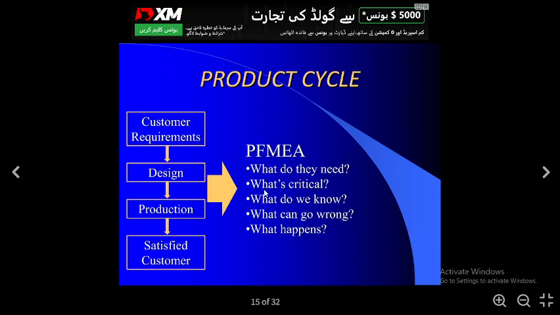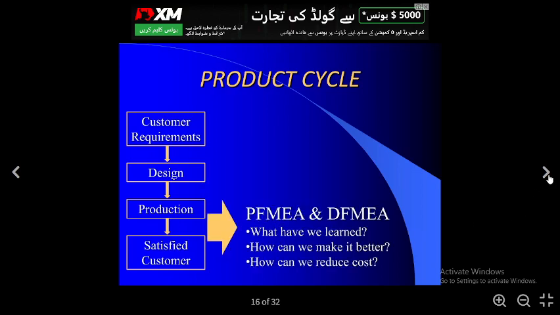The same thing for PFMEA is, what do they need? What's critical? What do we know? These are the questions to be asked by the team to bring on the changes. What can go wrong? What happens? And from the production and satisfied customer point of view, the PFMEA and DFMEA, what have we learned out of it? How can we make it even better? And how can we reduce the cost?